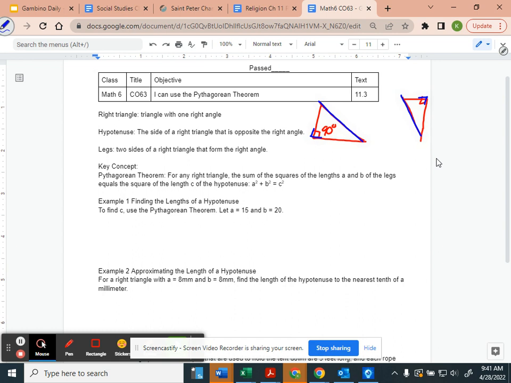The legs are the two sides of a right triangle that form the right angle. So we know this is the hypotenuse, these two are the legs. So the legs are the ones that connect the right angle with the hypotenuse. That makes sense? So we already knew right triangle, now we know hypotenuse and we know legs.